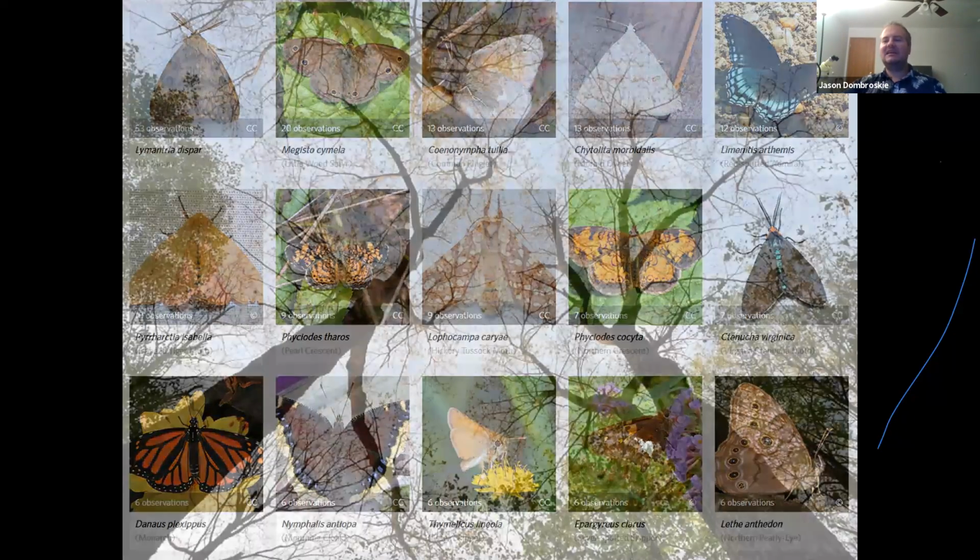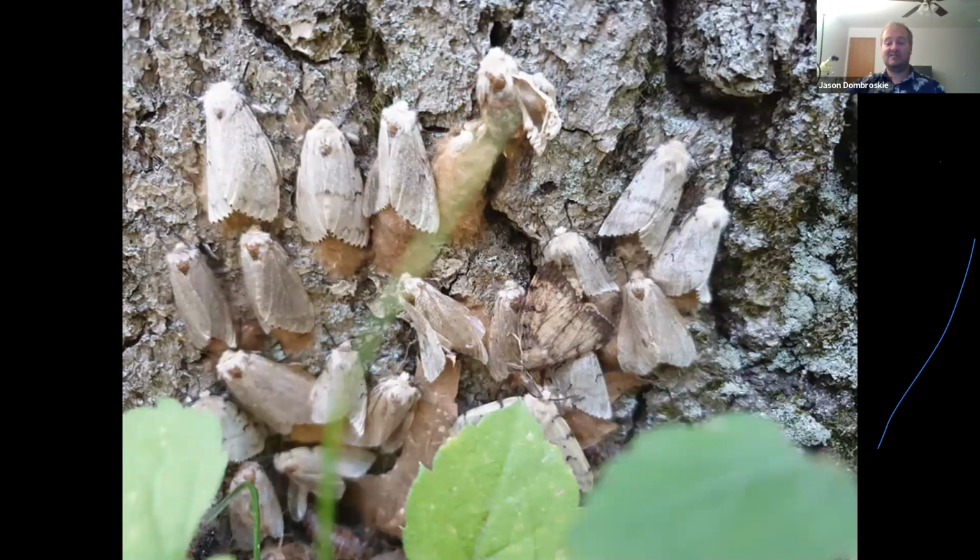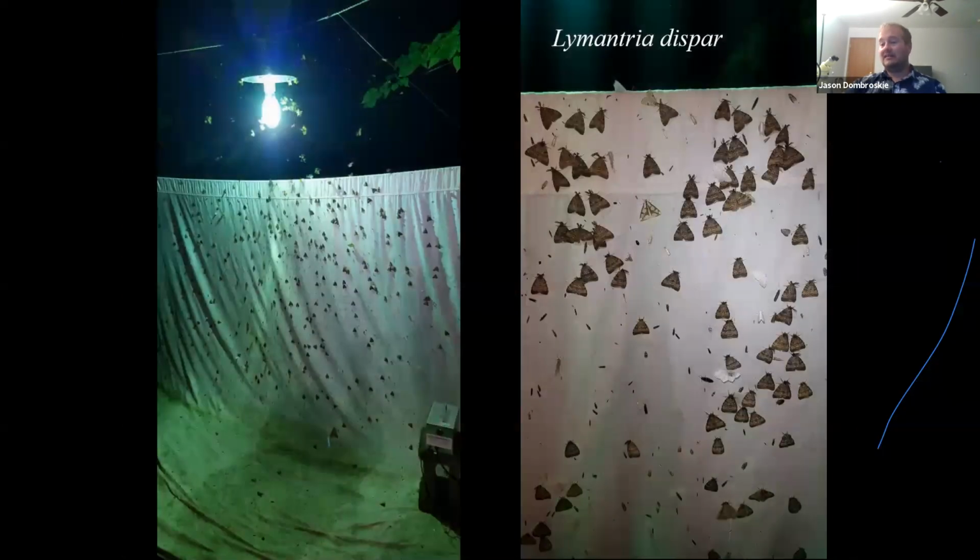And if you've spent any time in the Finger Lakes this season, you probably saw some of your oak trees look like this, or other species of trees where the canopy has just been thinned right out. And at the base of the trees, you might have seen tons of moths and eggs that look like this. Or if you run a light, this is my light a few weeks ago, where I had hundreds of this species. And this is the moth called Lymantria dispar.